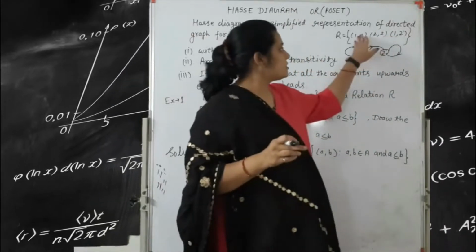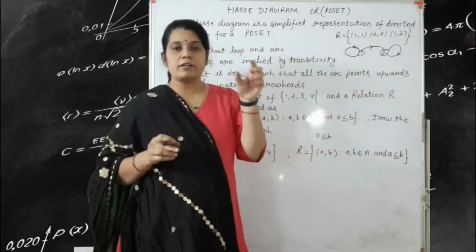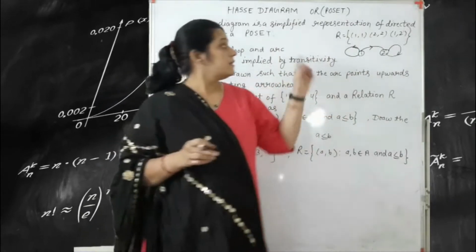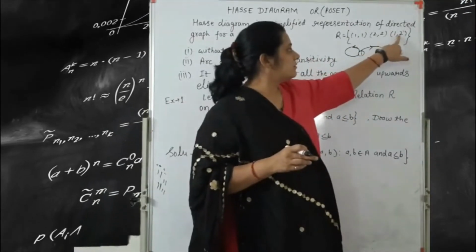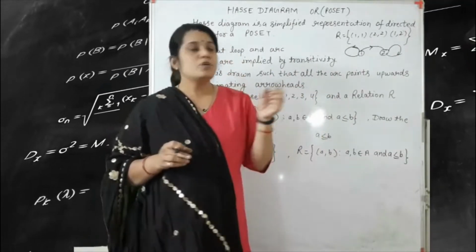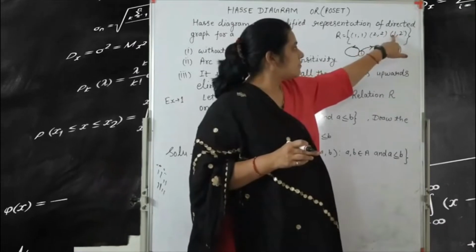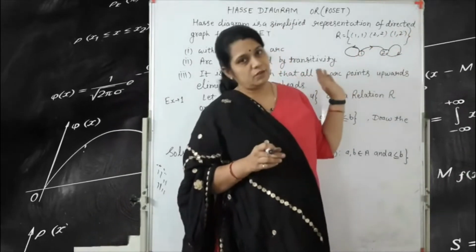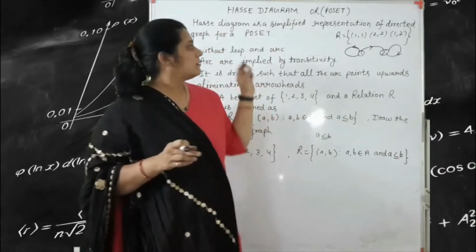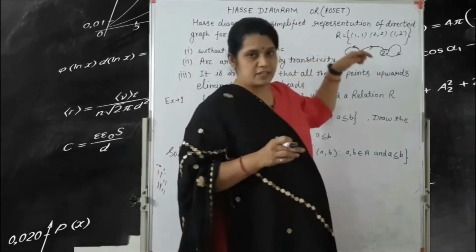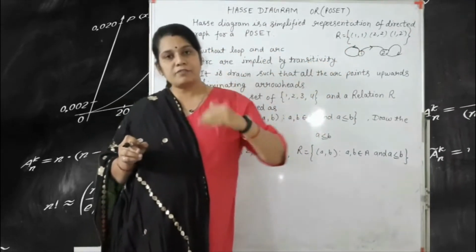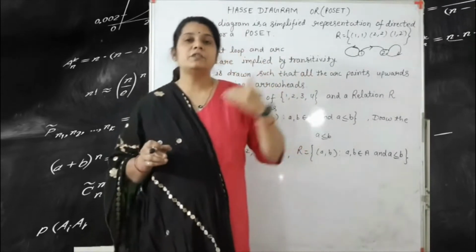Okay, so don't be confused here. This is the ordered pair. Ordered pair means (1,1) and (2,2) are self loops. The confusing point is 1 to 2. This is an ordered pair, so you consider 1 to 2, not 2 to 1. Okay. So according to this Hasse diagram, we convert this relation into diagram form, or with the help of diagram form, you convert into the relation.